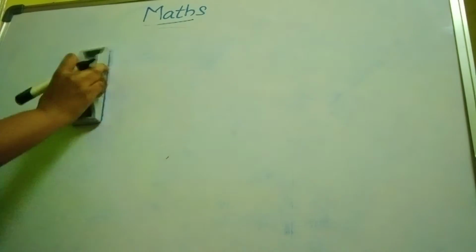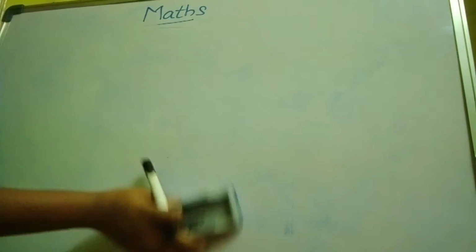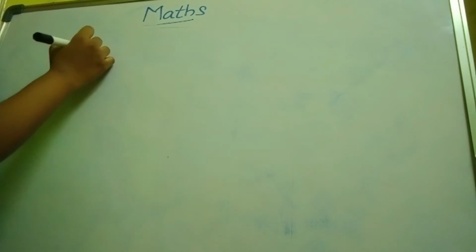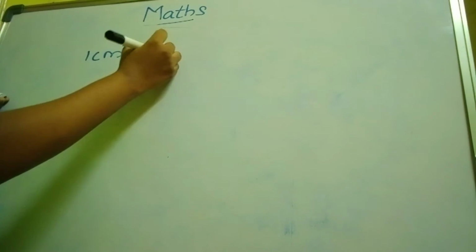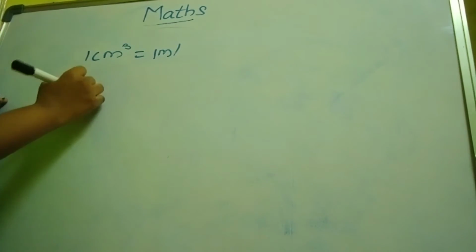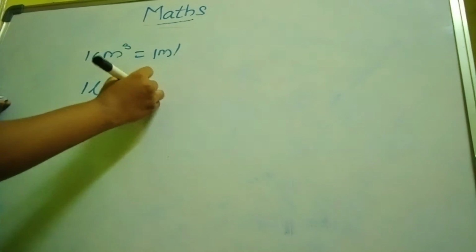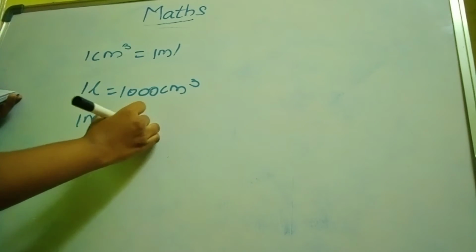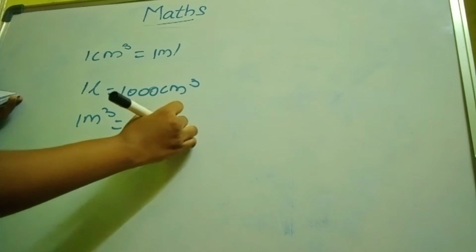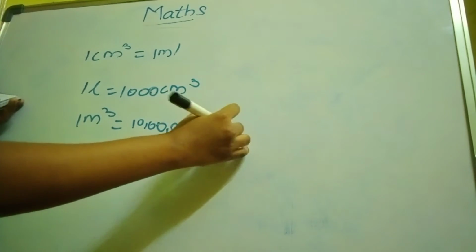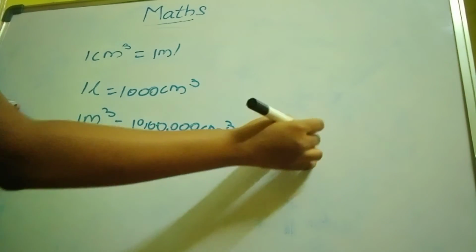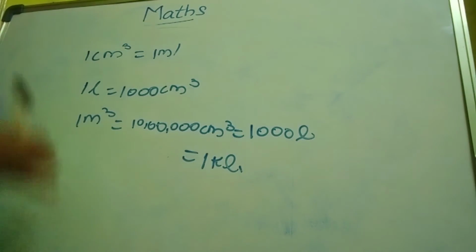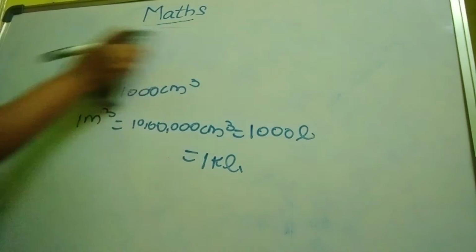Now we are going to see some conversions. How many centimeters is equal to 1 meter? We don't know, no? See now. 1 centimeter cube is equal to 1 milliliter. 1 liter is equal to 1000 centimeter cube. 1 meter cube is equal to 10 lakh centimeter cube. That is equal to 1000 liters, that is equal to 1 kiloliter.